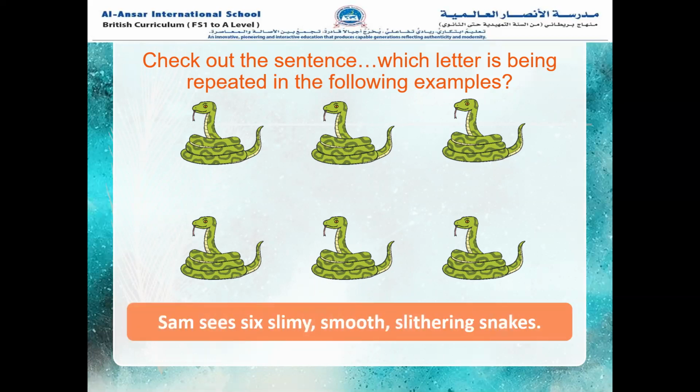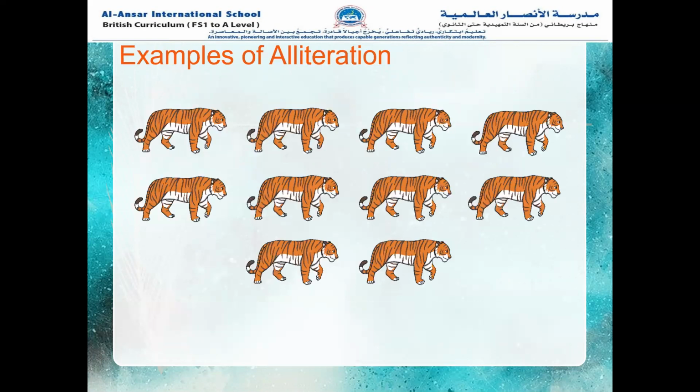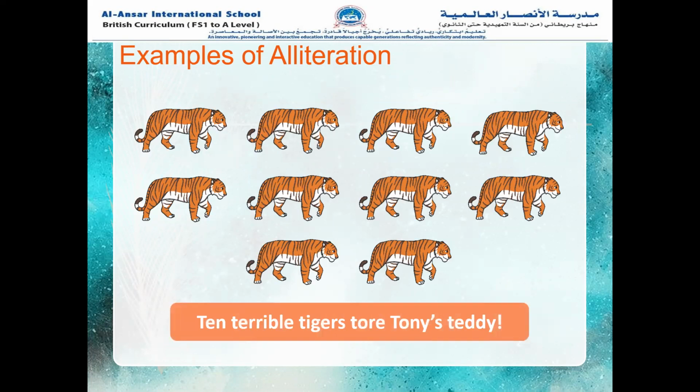Sam sees 6 slimy, smooth, slithering snakes. Can you guess which letter is being repeated? Excellent, it's the letter S. 10 terrible tigers tore Tony's teddy. Can you make out which letter is being repeated? Excellent. Here we have alliteration of the alphabet T.